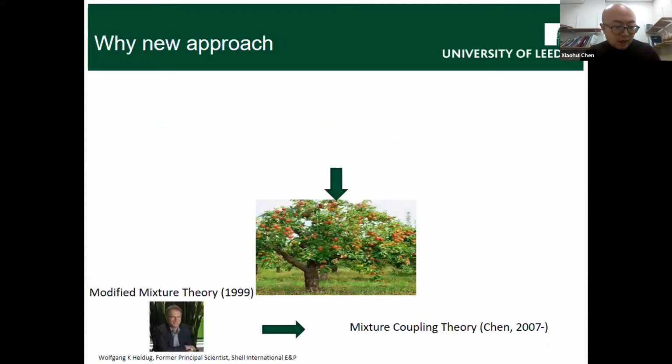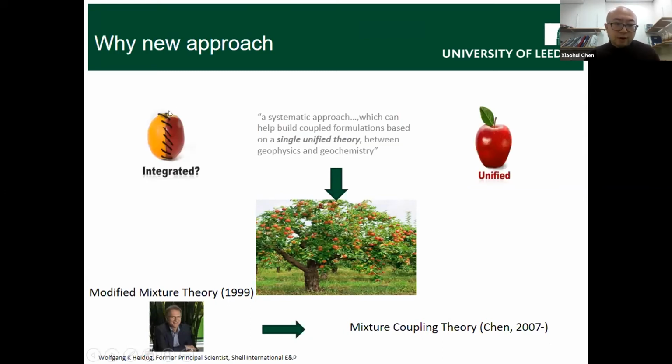Why do we need such a new approach rather than picking something from chemistry, something from microbiology, and what we need from geomechanics? We put the name of the approach as mixture coupling theory. There's a big difference. You can see this looks like an apple and orange. It's a combination approach. It still has a shape like an apple, but it's a dead thing. It's not organic.